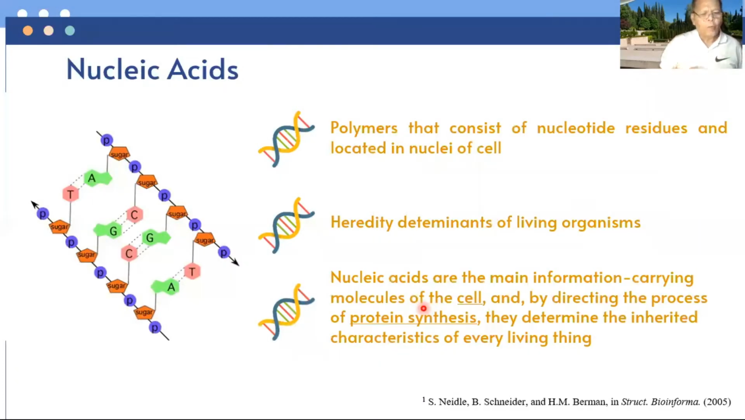In order to talk about sequence alignment, the first thing that we must know are about nucleic acid, amino acid, and protein. Nucleic acids are polymers that consist of nucleotide residues and are located in the nucleus of a cell. Nucleic acids are the main information-carrying molecule of the cell, and by directing the process of protein synthesis, they determine the inherent characteristics of every living thing.